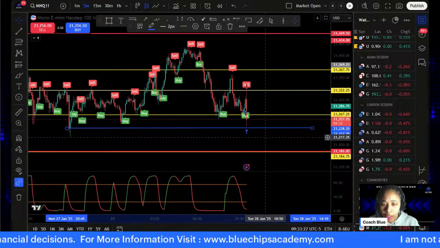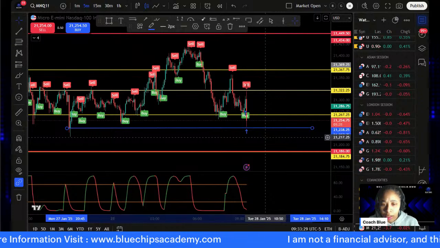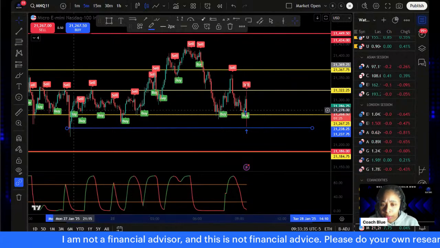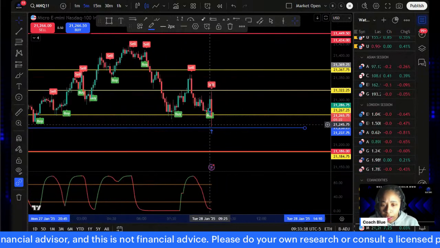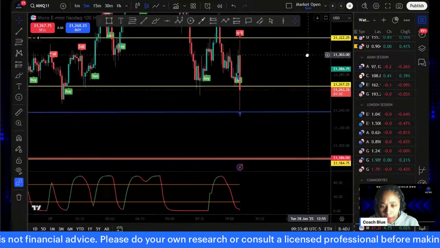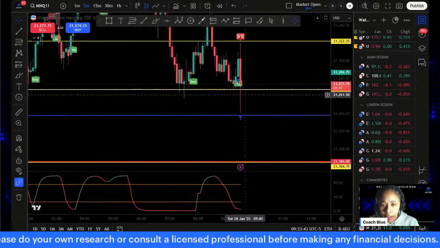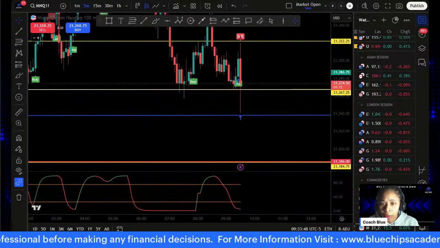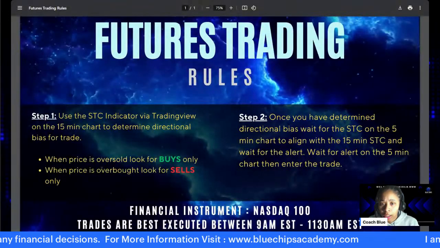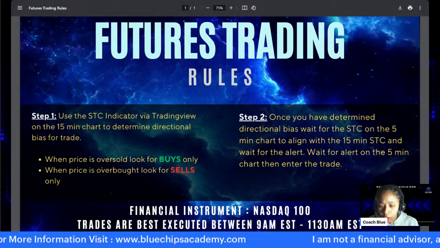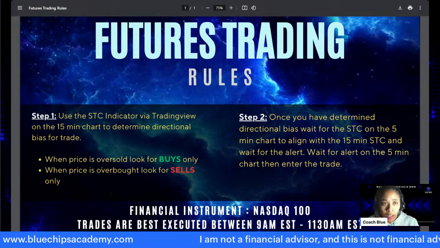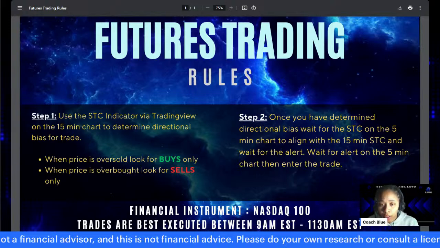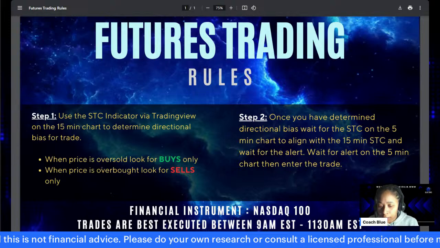Let's see what we get, guys. Okay, a minute and 25. This wick right here is showing me that there are some buyers in play. Let me zoom in a little bit. If we go back to our rules, if price is oversold, then we are looking for potential buys, which is what we were looking for here.